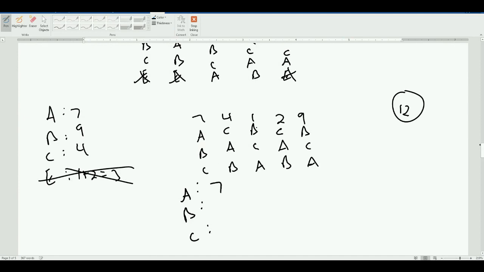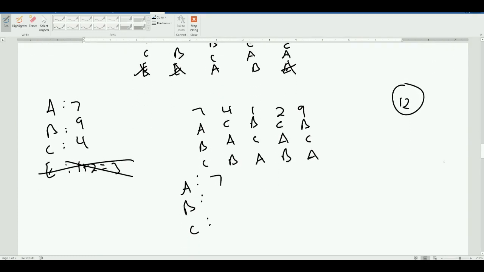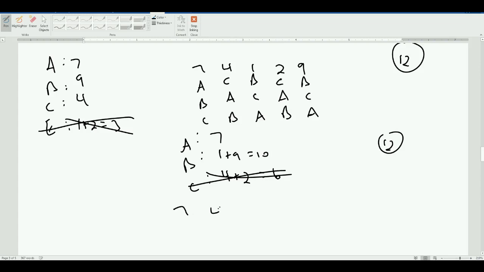A has 7, B has 1 plus 9, unless I did something wrong somewhere. So B has 1 plus 9, which is 10, and C has 4 plus 2, which is 6. Don't have 12 yet. So that means that C is now eliminated. C had the fewest. So C is gone.